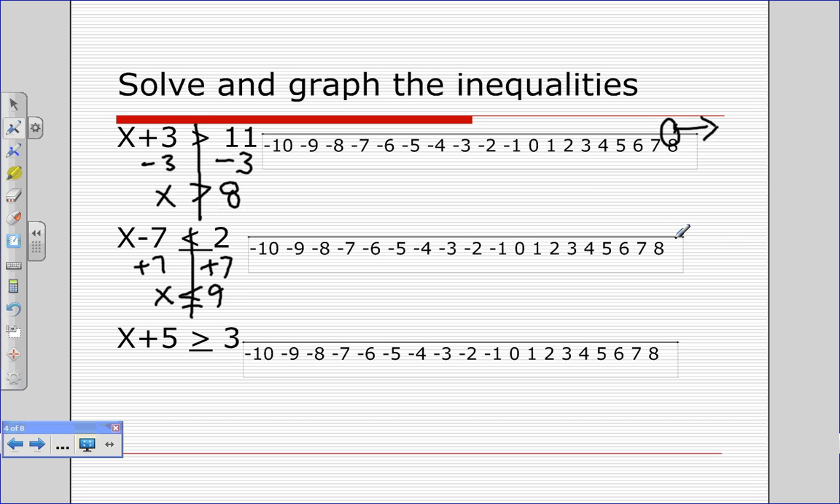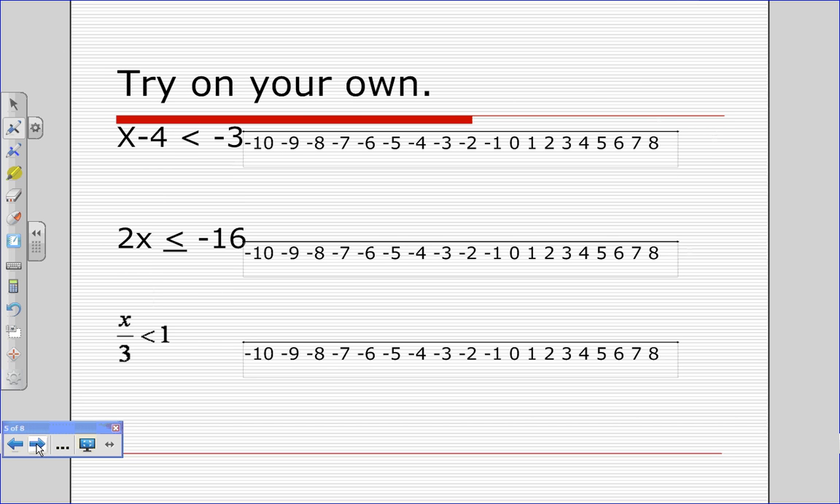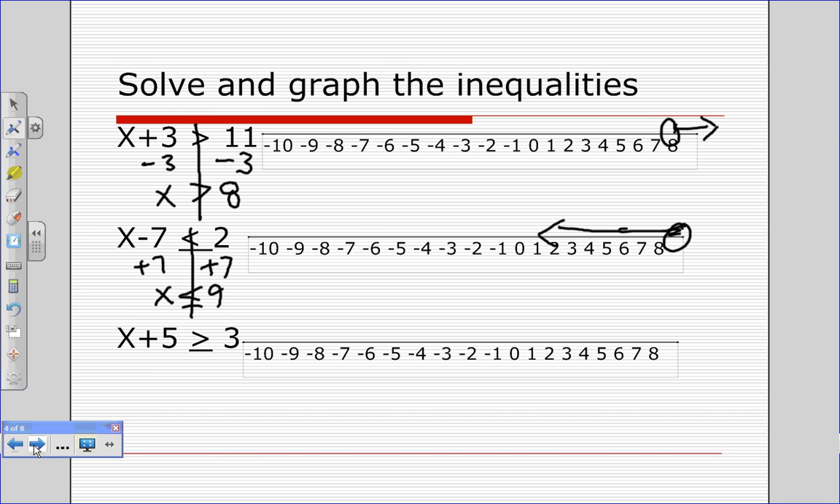To graph that, we find our 9. It's going to be way over here. And draw in our arrow showing it's any number less than 9. Since it can be equal to 9, we also have to shade it in. Take a minute and try the last problem, and then there's also a few over here for you to try on your own. Remember, do the opposite and then graph it.